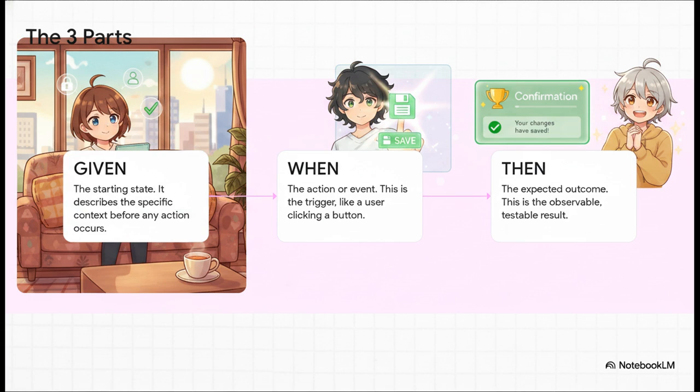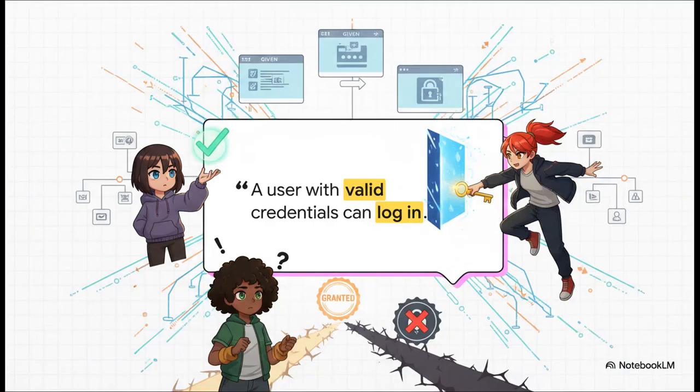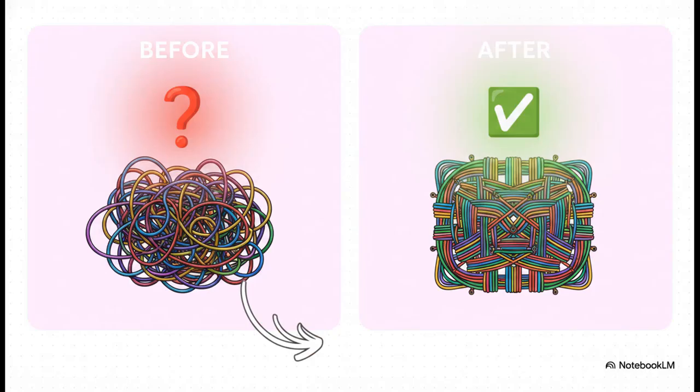Pretty simple, right? Okay, theory is great and all, but let's see how this plays out with a real-world example that we can all get our heads around. This is where you'll really start to see the power of this thing. So here's our starting point, a classic, super simple requirement. Seems straightforward, doesn't it? But is it? What does valid actually mean? And what's supposed to happen if their credentials are not valid? This one little sentence leaves a ton of room for people to guess.